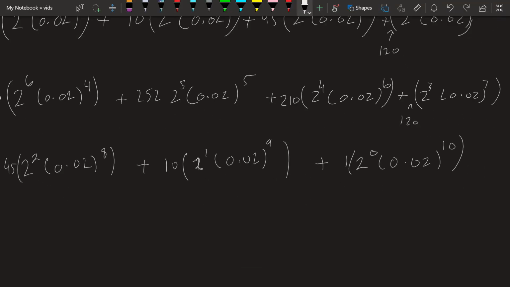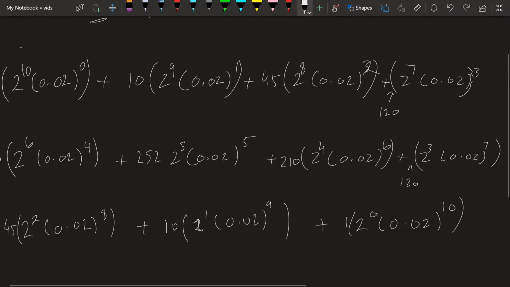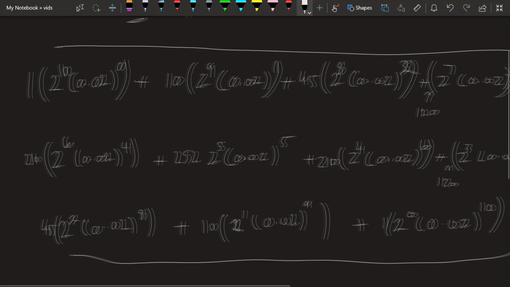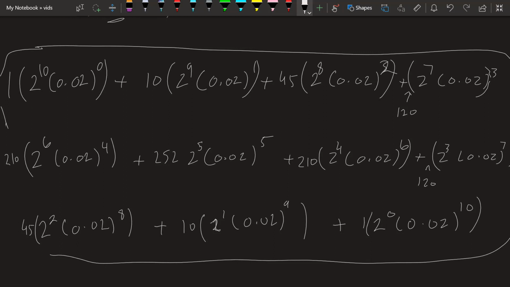And well, you can use a calculator to figure all of this out, and that would be faster than using the actual binomial theorem. And yeah, now we're going to have one section left, which is section 2.2.4, I believe.